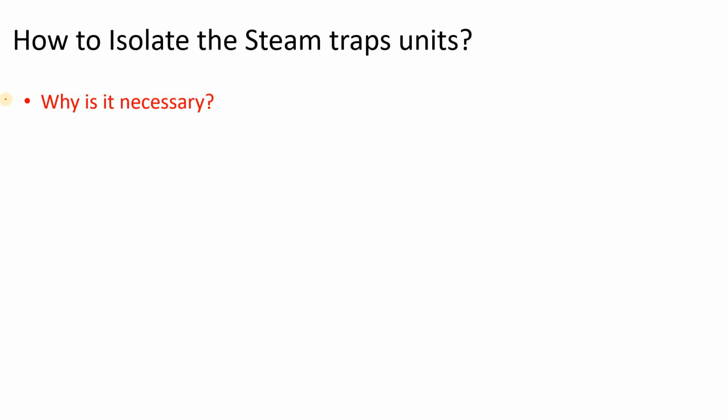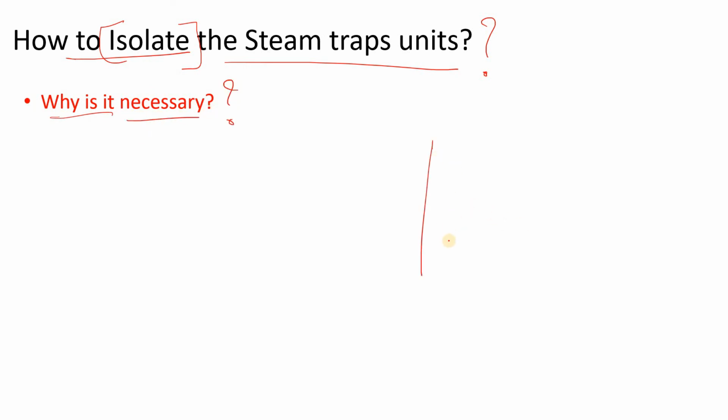Now here is a question: how to isolate the steam trap unit. What is the meaning of isolate? Isolate means this steam trap will not work at the time when we isolate it. Why is it necessary? Suppose some malfunction is coming, so we will isolate it. If we do not want to send our process condensate into the process condensate tank, then we will isolate it. And if it is under maintenance, then we will isolate it. So at that time we will isolate this STU.